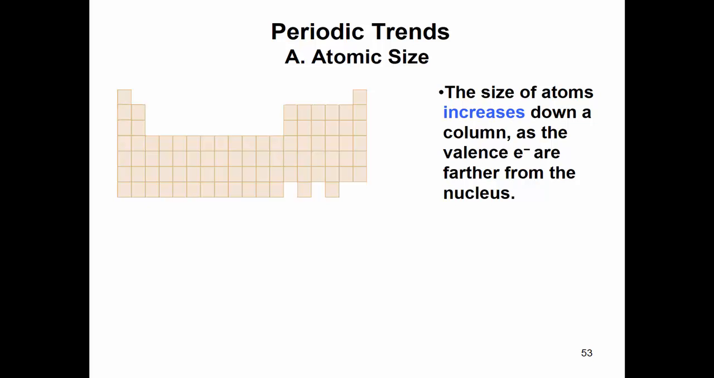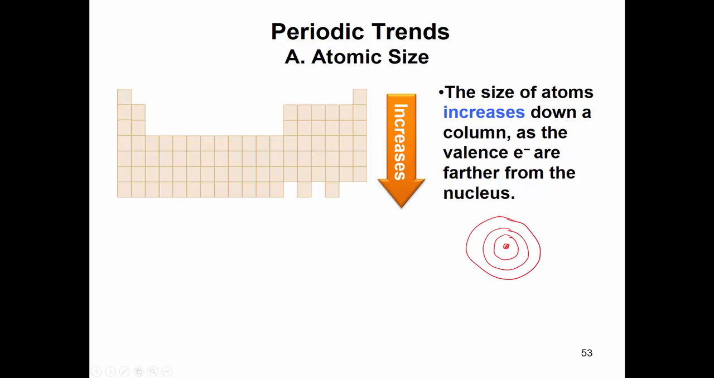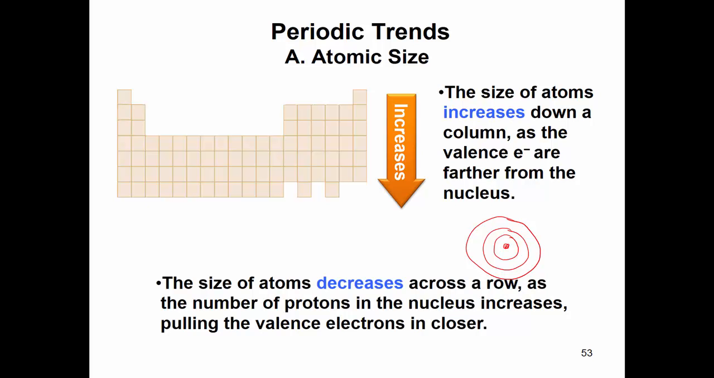So atom size can be related to our periodic table, and it increases. The size of the atom gets bigger as you move down a column. Okay, so think about this. As you move down the column, you're getting more and more energy levels around the nucleus. So obviously the atom gets larger and larger and larger as we move down the periodic table.